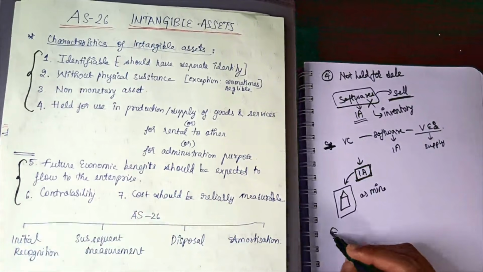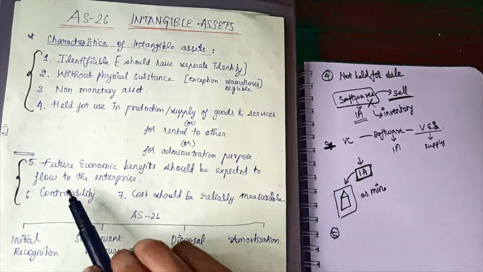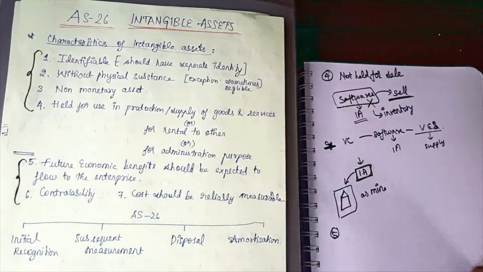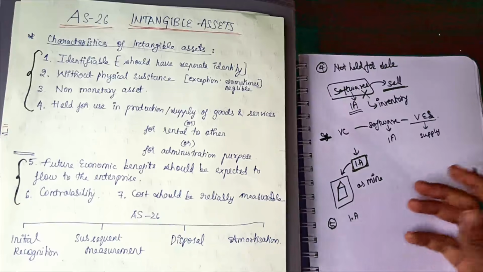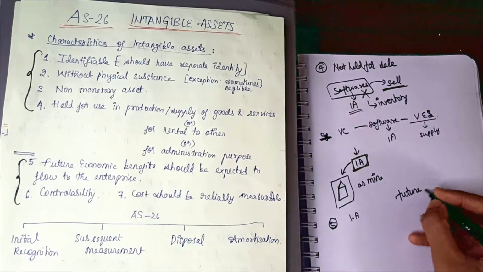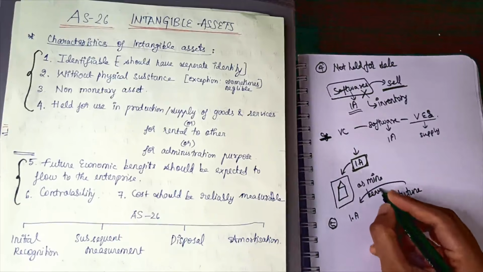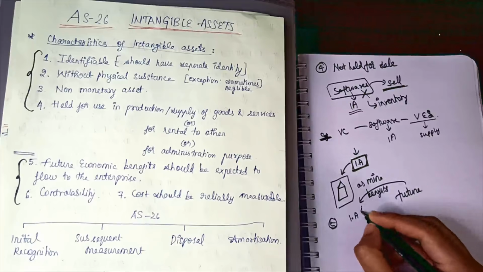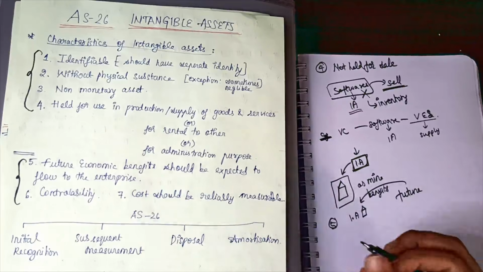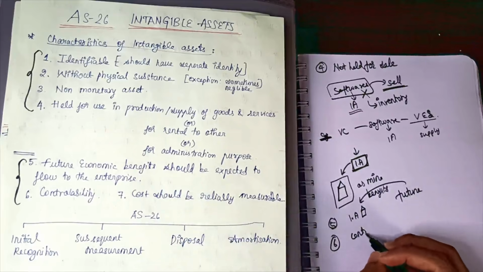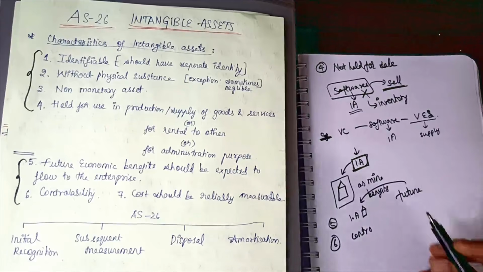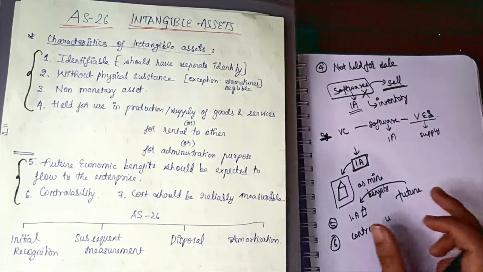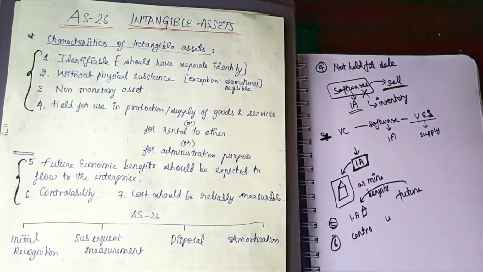So the fifth point. It says that future economic benefits should be expected to flow to the enterprise. That means if you have an intangible asset, with the use of such intangible asset in the future, some benefits should flow to your enterprise. Sixth one is controllability. So what does controllability talk about? Controllability means you have control over it. With the control you have, you can restrict the right of others to use it.